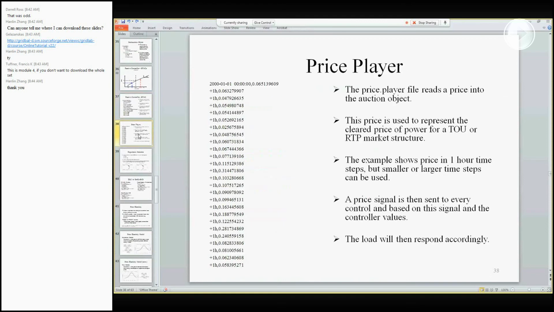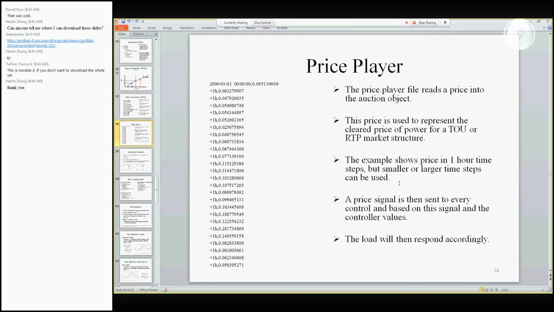So if we look inside here, here's an example of the price player that you might use to feed into this stub auction device. Again, it's just like a standard player, but we're looking at creating our time, giving a price. In this case, it's in dollars per kilowatt hour, and then feeding that information directly into the market, and then broadcasting that information to all the different controllers. Of course, this is in 1 hour time steps, but you can do it in larger or smaller time steps, however you might want to do it.